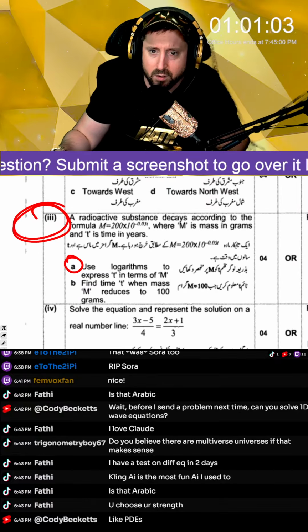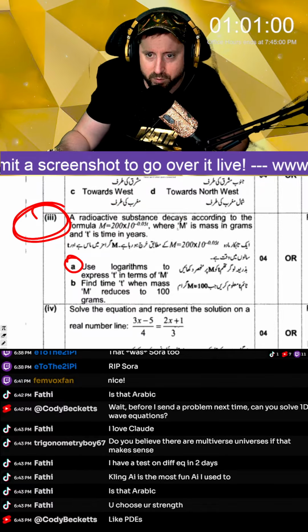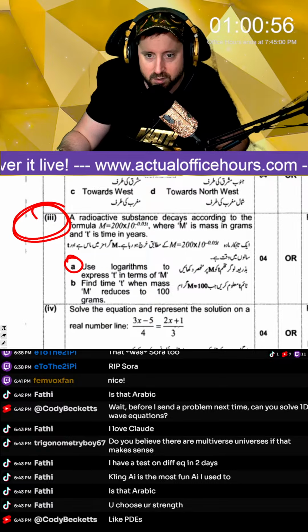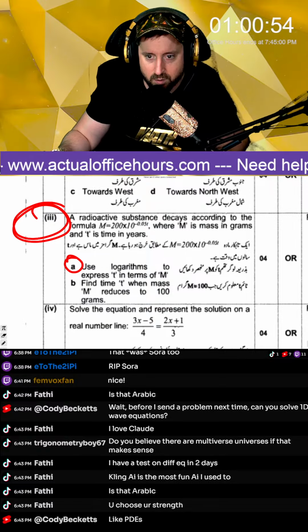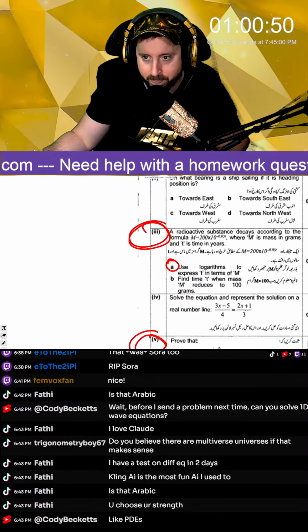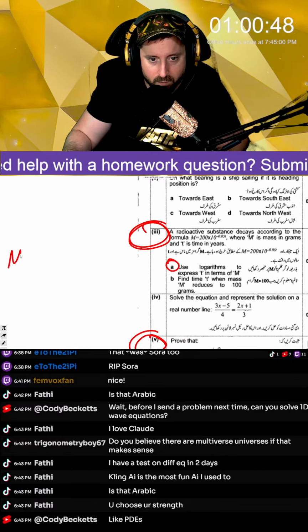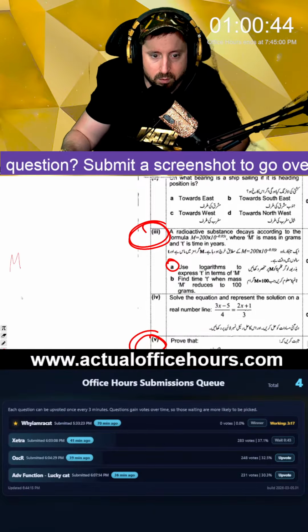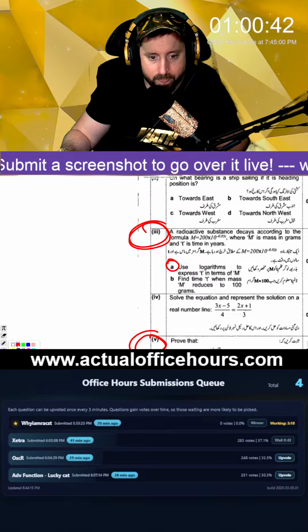Let me try to do this one. Okay. A radioactive substance decays according to the formula M is equal to 200 times 10 to the negative 0.05 T. Great. Okay, cool. I'm assuming this is the Arabic form of it. Use logarithms to express T in terms of M. Oh, that's fun. Okay, so let's use a smaller font. Sorry. A little bit thicker. There we go.